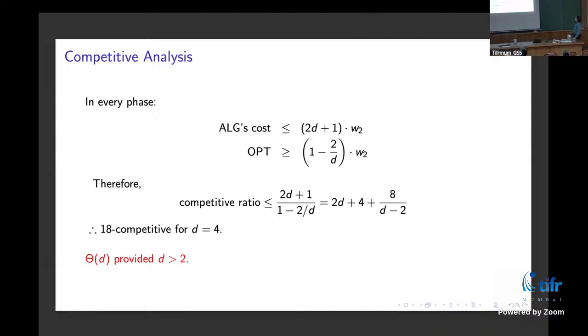But the takeaway from all this discussion is the following, right? We absolutely need our D to be greater than 2. Otherwise, this bound doesn't make sense. Optimum greater than 1 minus 2 over D times W2 doesn't make sense. But then for a generic value of D, the competitive ratio that we achieve is like theta of D.